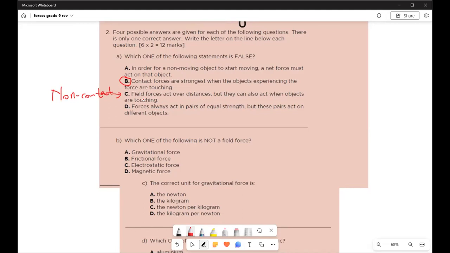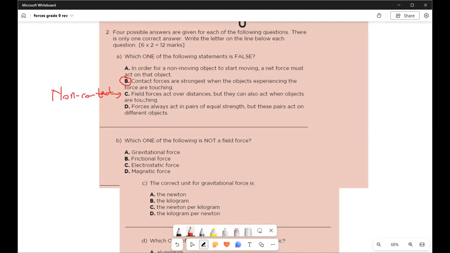Okay, perfect. And then forces always act in pairs of equal strength, but the pairs act on different objects. That is true. Forces act in pairs of equal strength, but these pairs act on different objects. So here, basically what they mean is an action-reaction pair. For example, if you push a wall, the wall pushes you back with an equal force, but in the opposite direction.